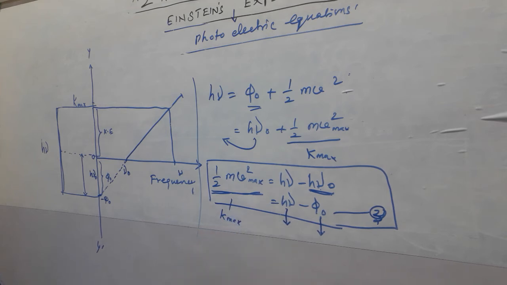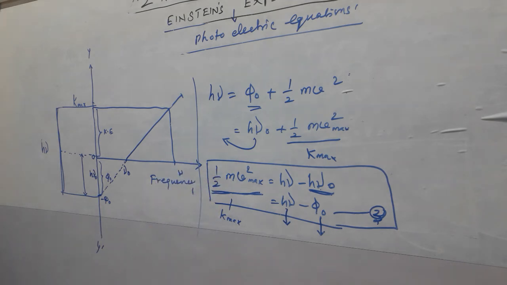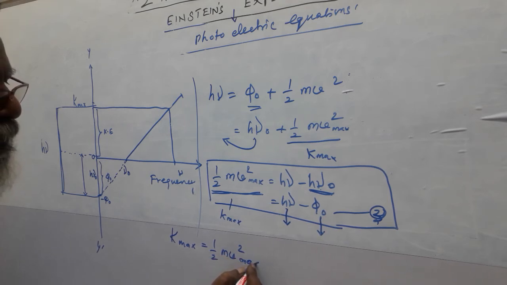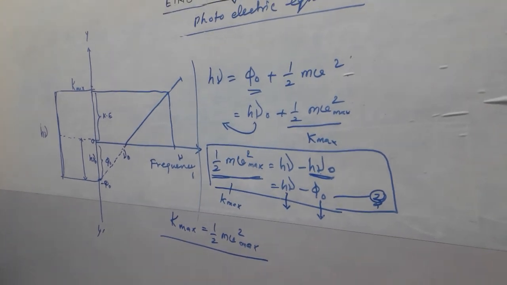So finally we get the equation K maximum equals half m v square maximum. Therefore we can write K maximum is nothing but half m v square maximum. This equation was obtained by Einstein, and it is a very important equation to explain the photoelectric equations.